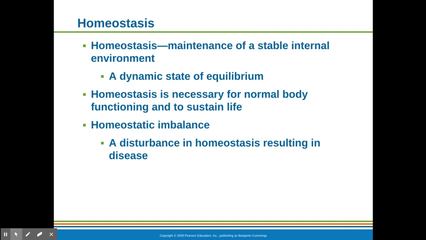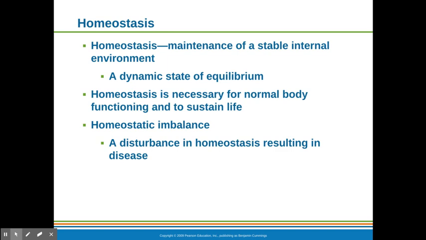Now, homeostasis is the maintenance of a stable internal environment. So we have this phrase, a dynamic state of equilibrium. Well, what does that actually mean? When we say this normal body temperature that we just talked about of 37 degrees Celsius, our bodies are not always going to be 37 degrees Celsius all the time. It's not going to be a flat line of 37 degrees Celsius. It's going to go up and down, but will actually remain relatively constant.